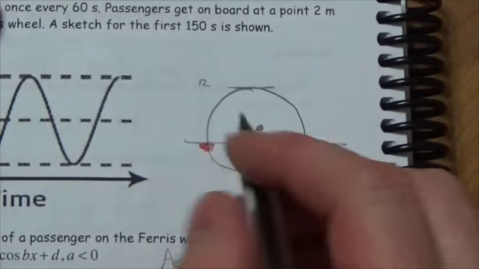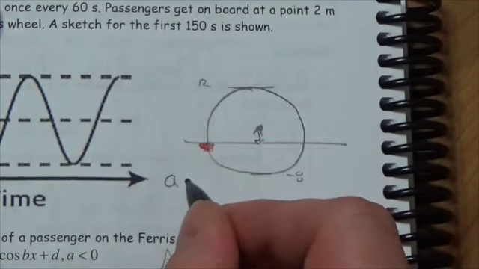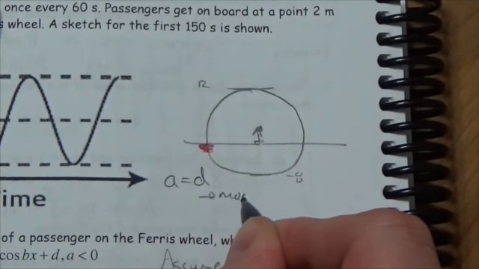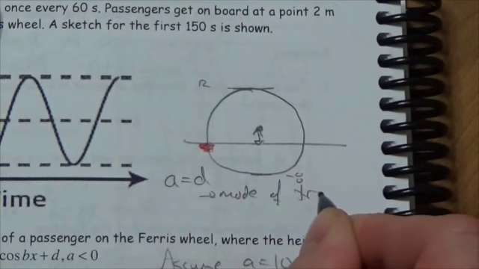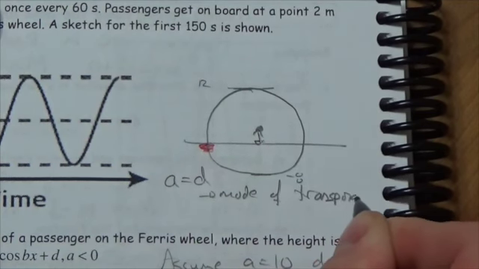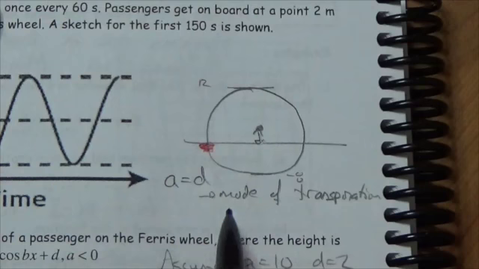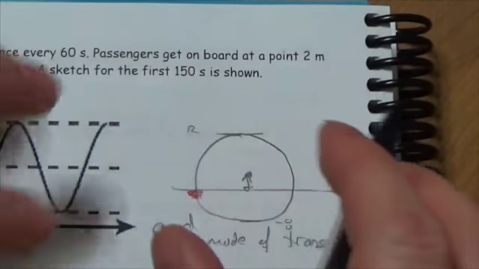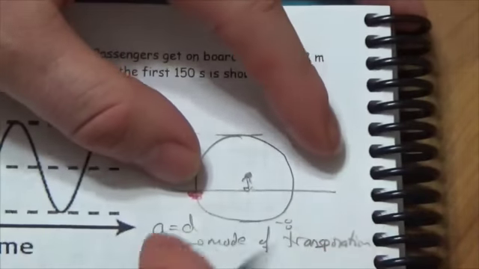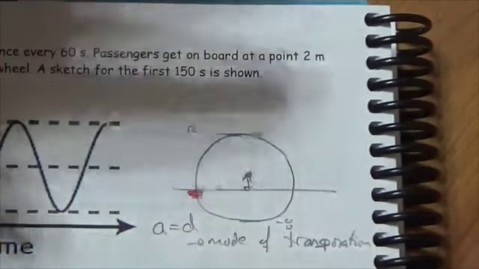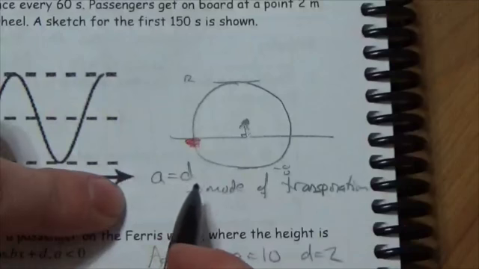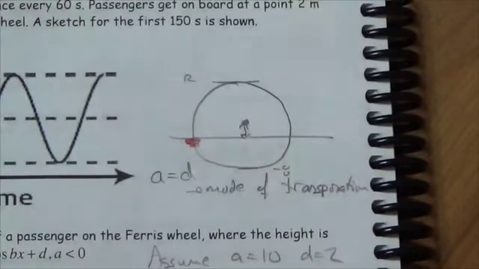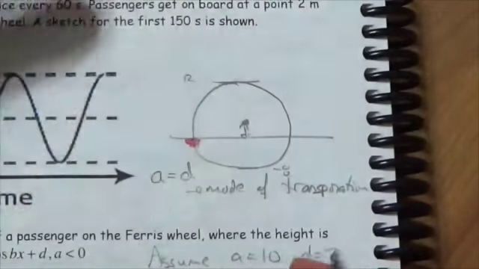So if A is equal to D, this is a mode of transportation. In one of the previous questions, that's what we did. A was equal to D, that was the wheel riding along the ground. If you make A equal to D for the Ferris wheel, then this thing is rolling on the ground. You got into it, and then this thing just traveled downtown with you rolling around and around.